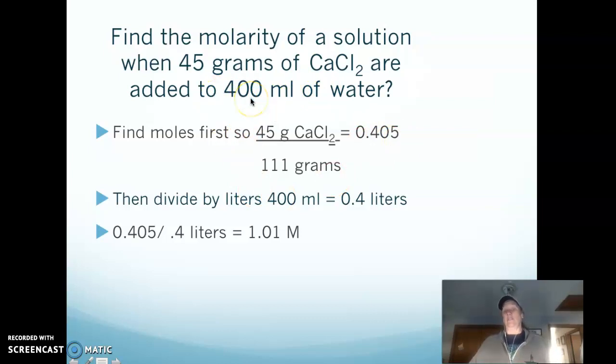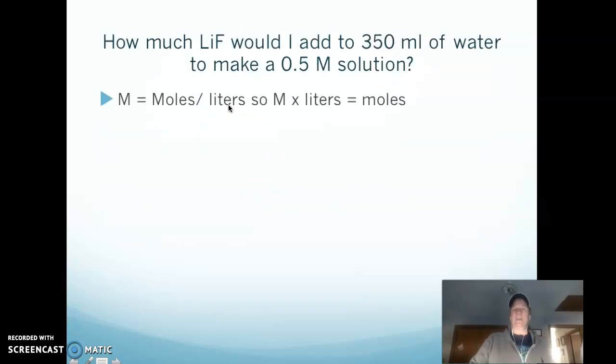If it's in liters, you don't have to touch it, you just divide by it. But usually they give it to you in liters, so you just move it over. Okay? Now what if we go the opposite way? What if you have to make up a solution of a various molarity? And again, this is the most common thing I have to do.